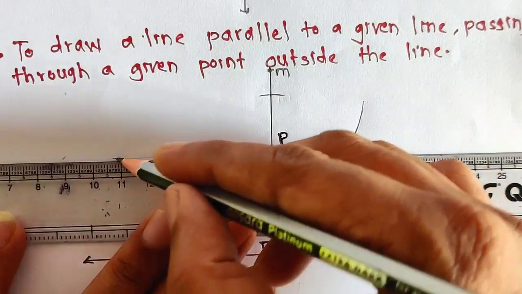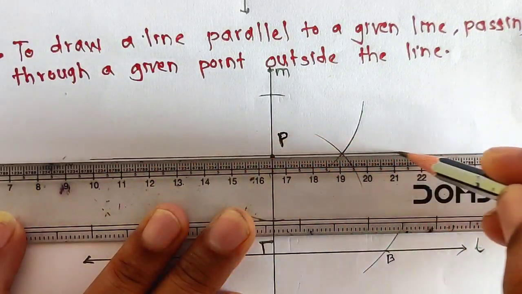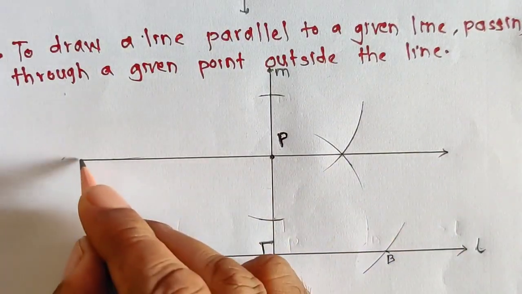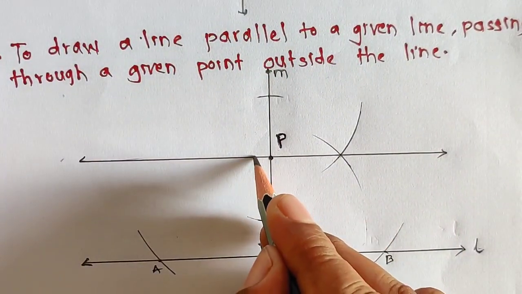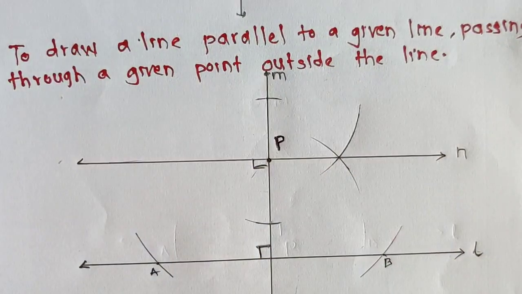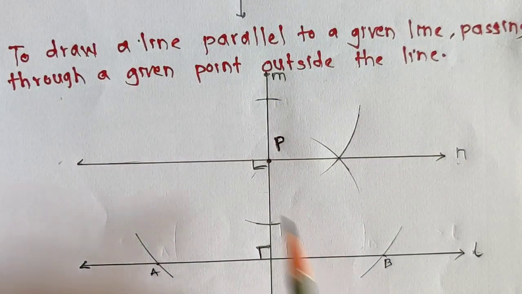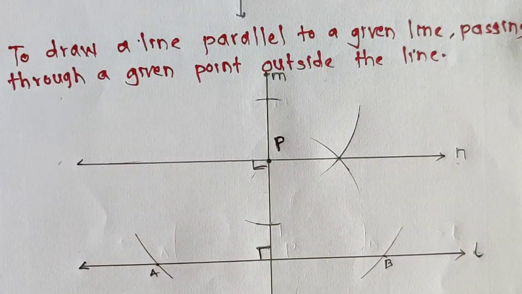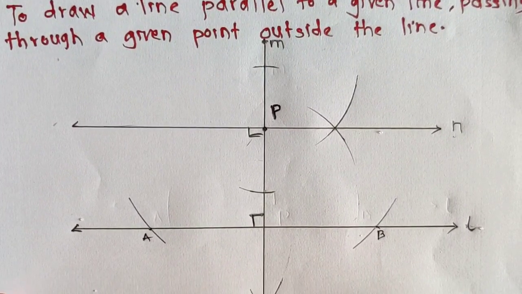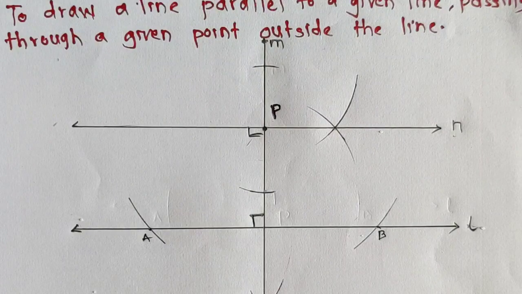So here we get the line which is perpendicular to line M. This is line N. So here lines L and N both are perpendicular to M, therefore these are parallel to each other. So practice these constructions again and again. These are the 4 basic constructions. Now let us see the next one.